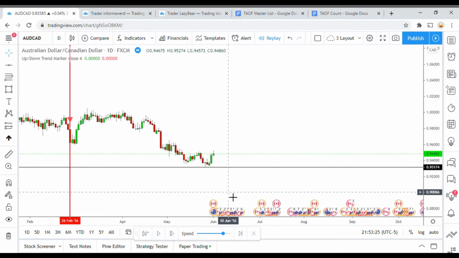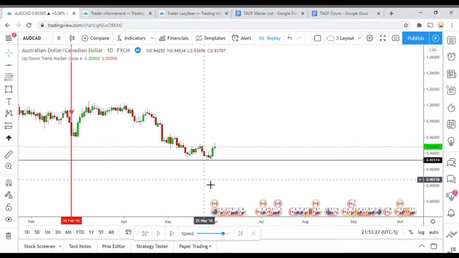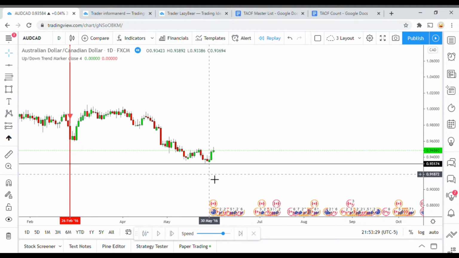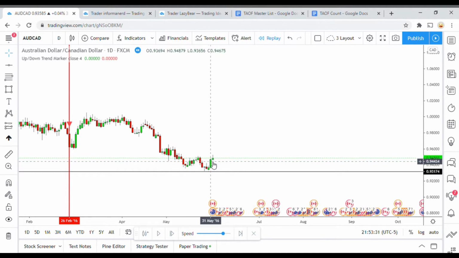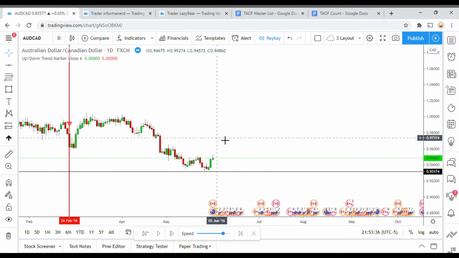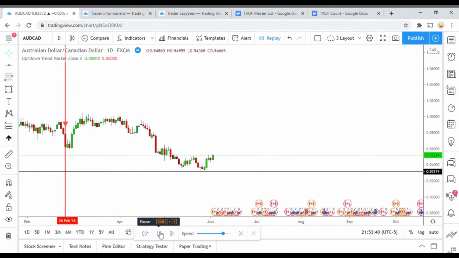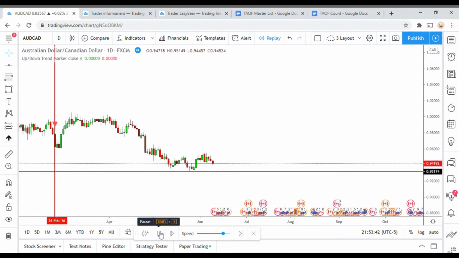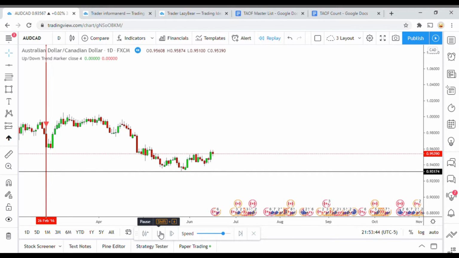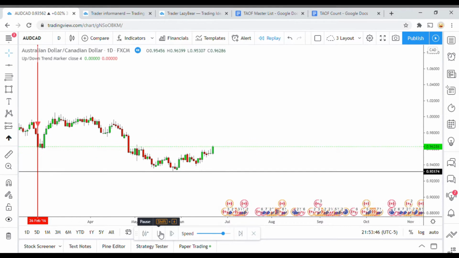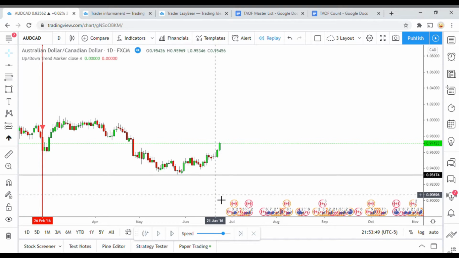Could it reverse and spike down? Absolutely. There's no guarantee that this thing is going up. But at this point, we have a relatively strong bias that this can at least make it up 70 pips. So let's see what happens. It's tinkering around there, tinkering around, and there it goes.